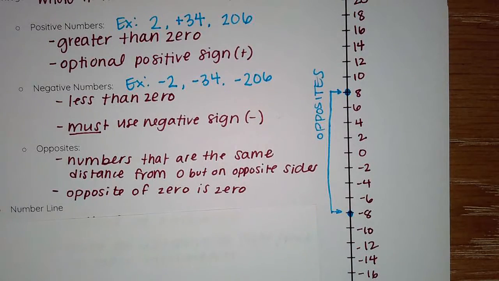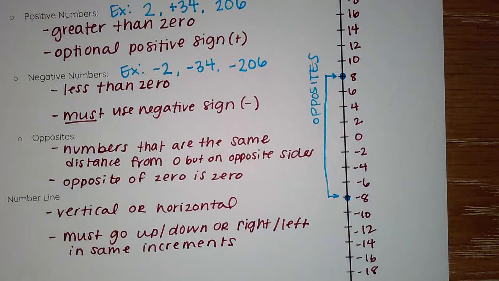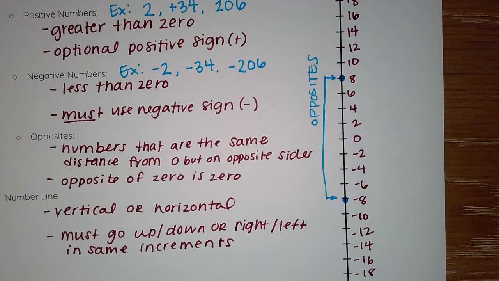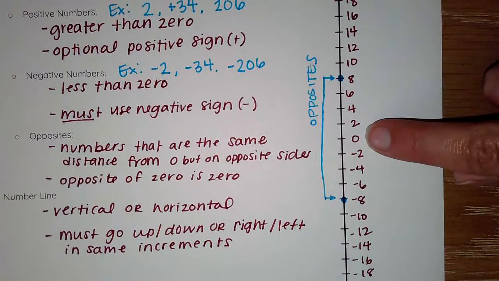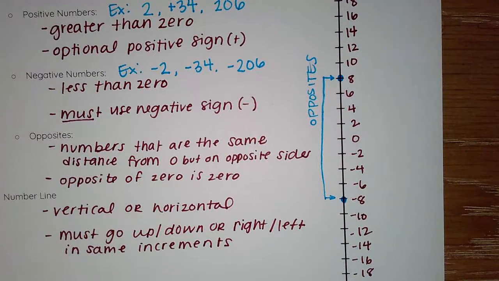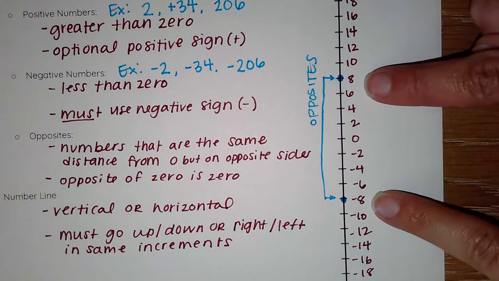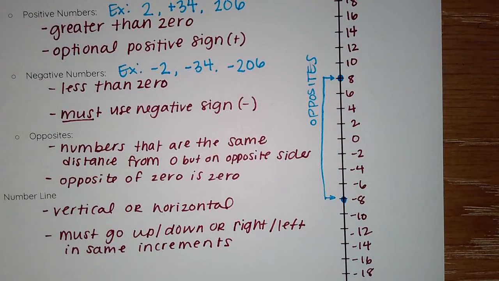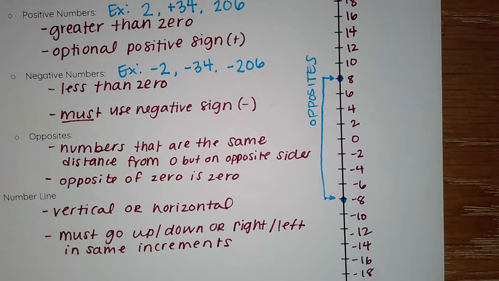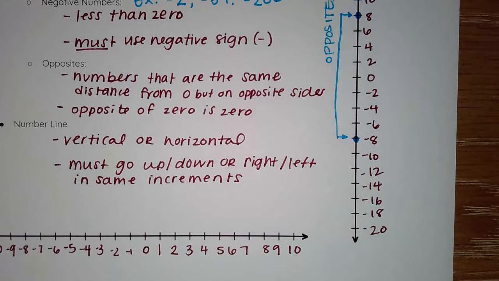All right. And then let's talk quickly about number lines. We can have vertical number lines or horizontal number lines. We do want to make sure that when we are making our number lines that they go up in the same increments. So for example, here I counted by 2's. You could count by 5's, you could count by 3's, you could count by 15's, count by 1's. But to be able to find those opposites, we do need to make sure that we are counting incrementally, so we have the same distance between each number. Down here, I did a number line counting by 1's.